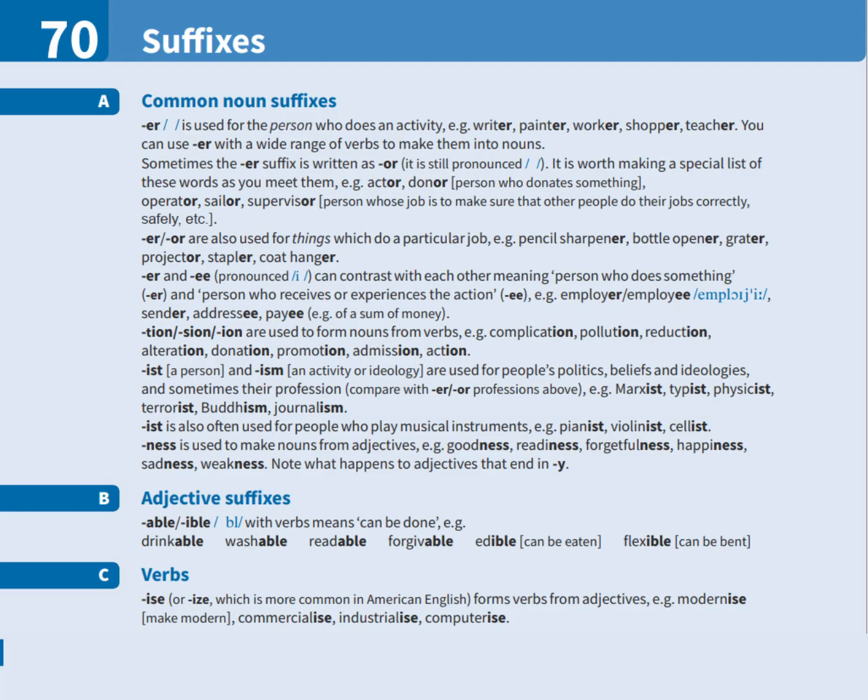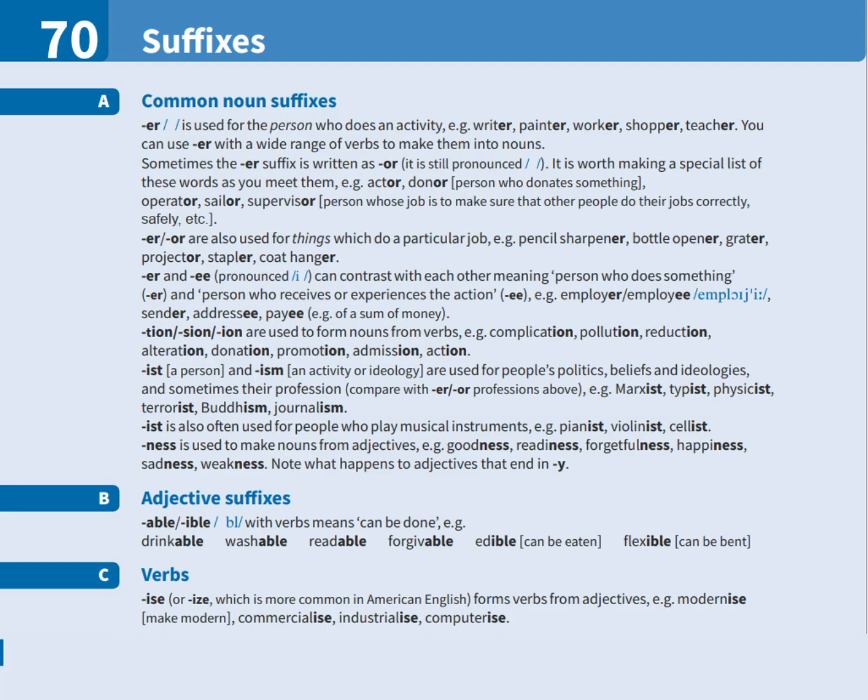B. Adjective suffixes. The suffixes -able and -ible are often added to verbs and mean that something can be done. Something that can be drunk is drinkable. Something that can be washed is washable, and something that can be read is readable. Something that can be forgiven is forgivable. Something that can be eaten is edible, and something that can be bent is flexible.